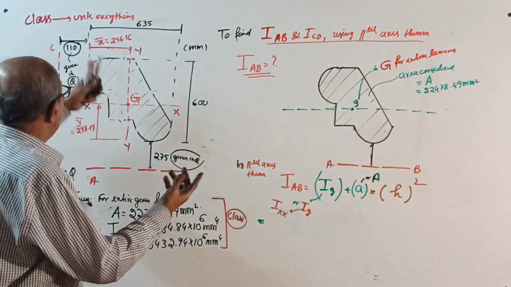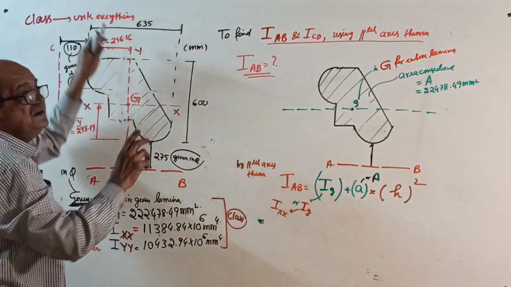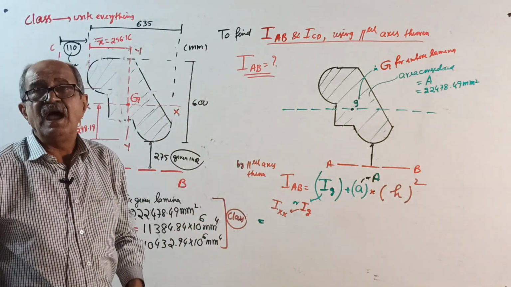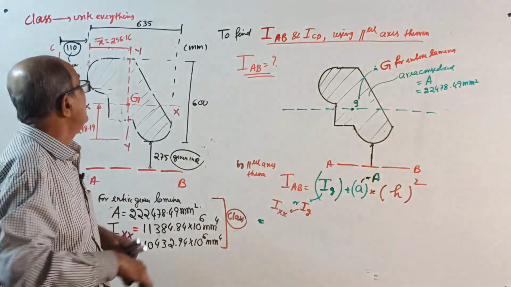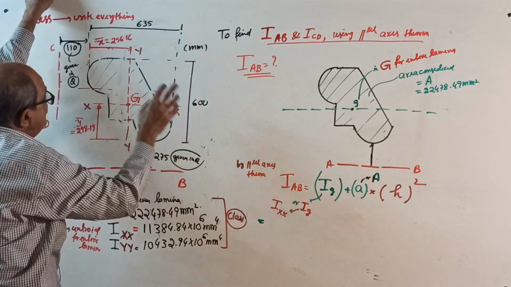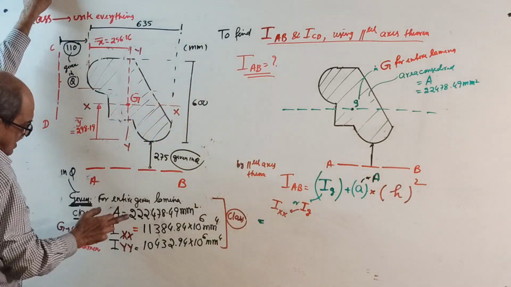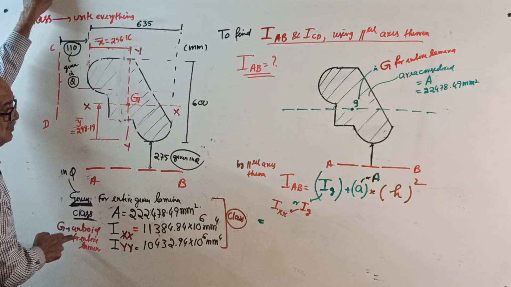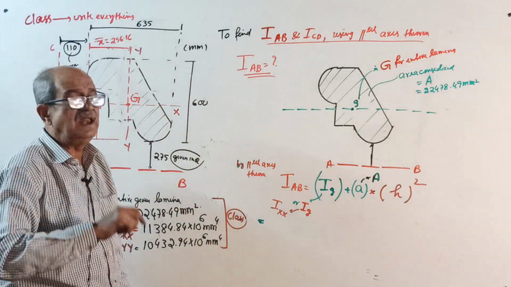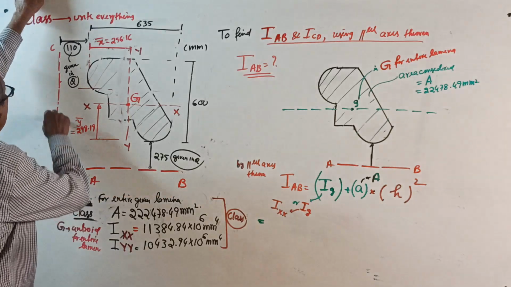And he is telling you cannot calculate the details. Why? Because I am not giving you dimensions. I will give you only outer dimensions, area, Ixx, Iyy, and where is the centroid. Now he will tell you, find I about AB and I about CD.